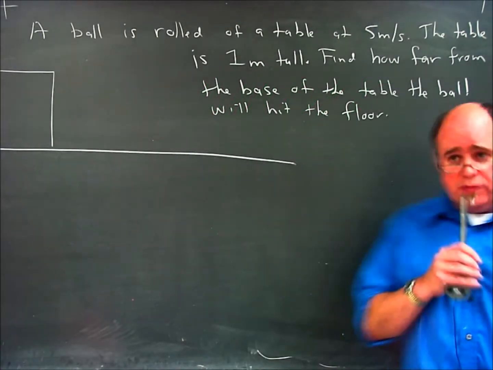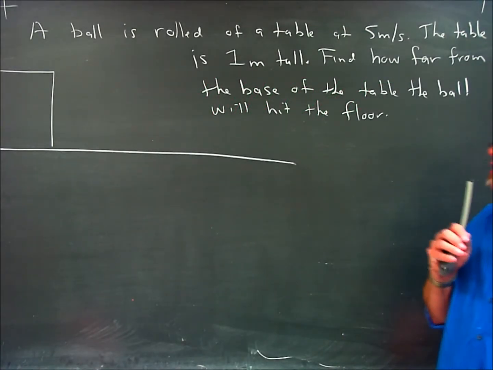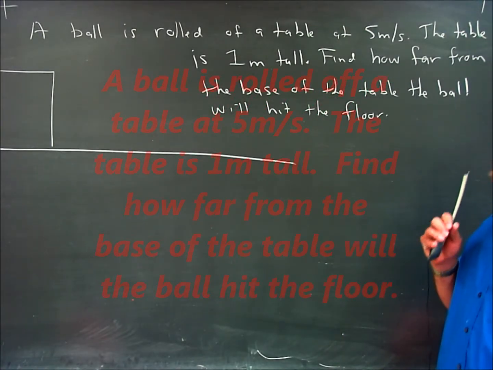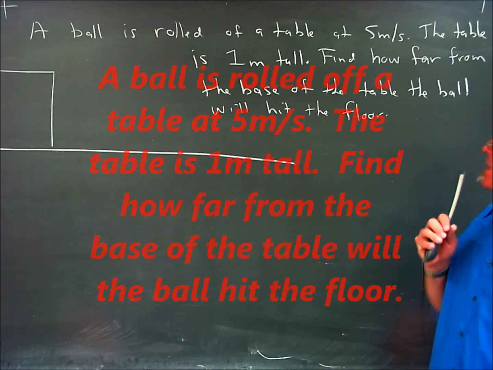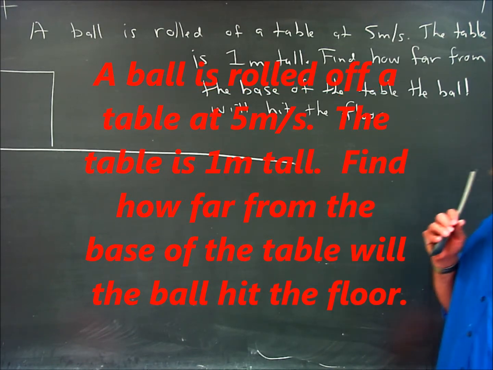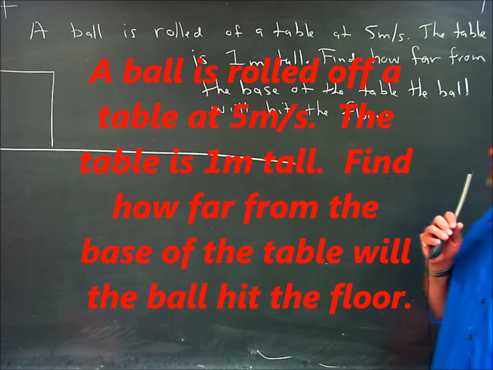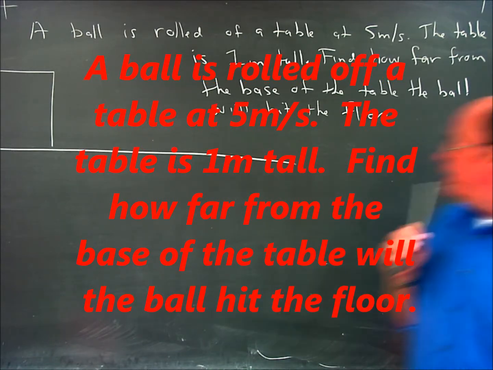So this particular problem says there is a ball, and it's going to be rolled off of a table at 5 meters per second. It says the table is 1 meter tall. It says find how far from the base of the table the ball will hit the floor.